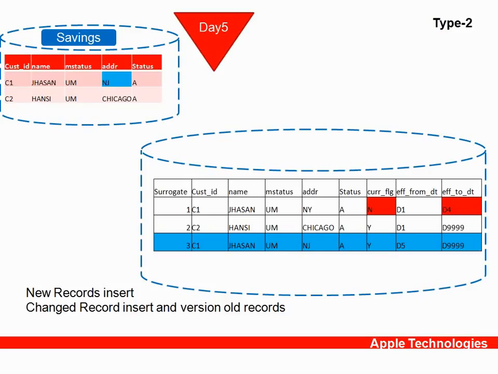Somebody comes and asks, okay, on day 3, what is the address, whether a customer got married or not, I want to know for the customer C1. So you can still go and select star from this table where day 3 is between effective from date and effective to date. It will directly take you to that location. So during this period, what is the status of the customer?